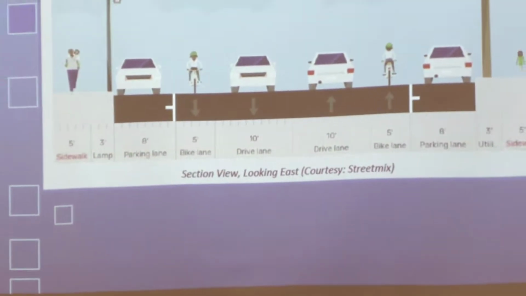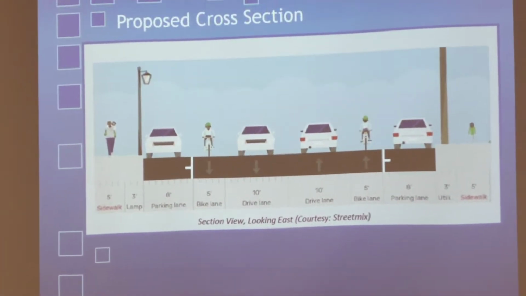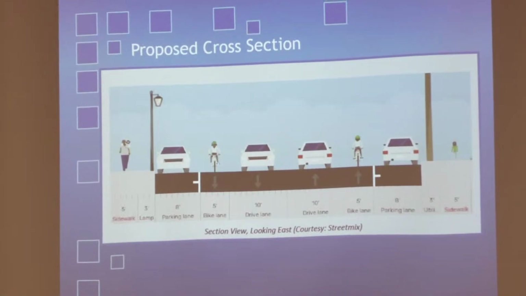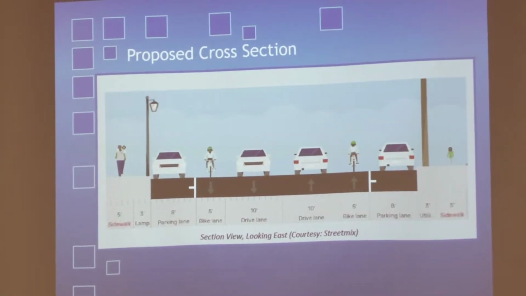So this is the proposed cross-section. We're going to reduce the travel lanes down to 10 feet in both directions from 15 feet. The bike lanes will be next at 5 feet, and then 8-foot parallel parking on both sides. That's the bulk of the project. There is one area where we're proposing, the concept is angle parking.